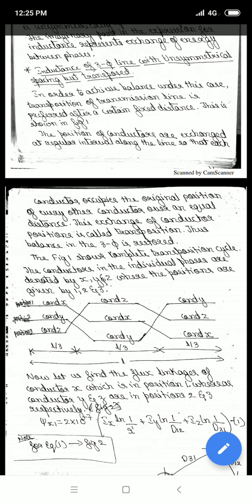Why will we do this? To balance the three phases, we will do the transposition of conductors. You can observe here there are three stages, each of length L by 3. I have taken stages for understanding purposes. First, conductor X is in position 1, conductor Y is in position 2, conductor Z is in position 3. It will go on changing the positions.